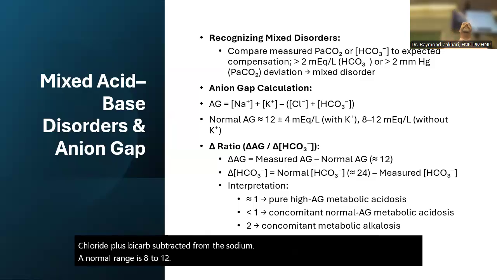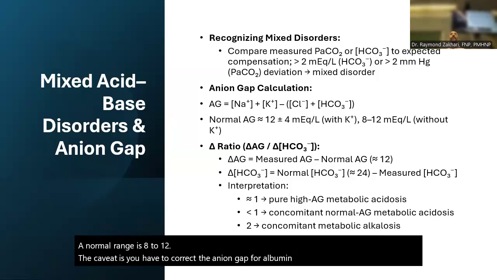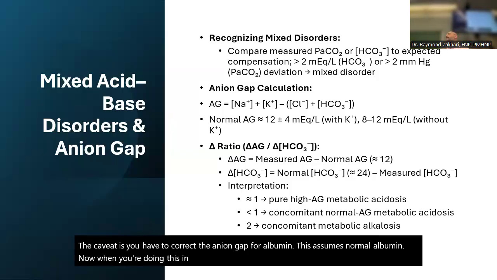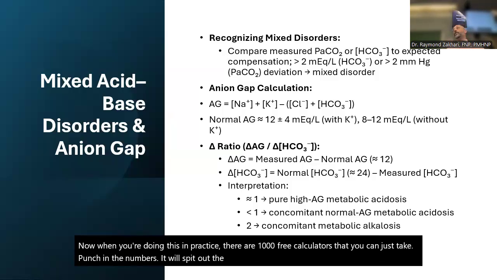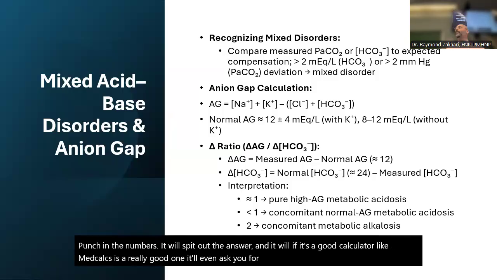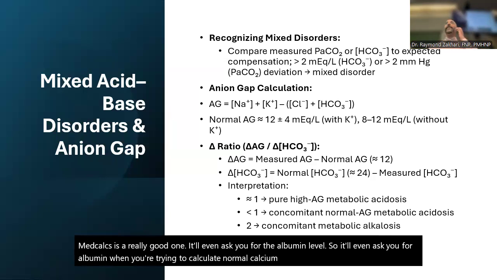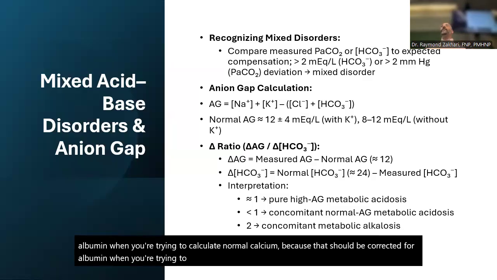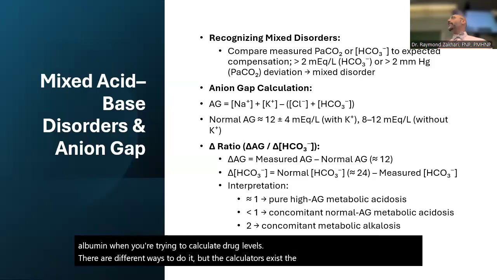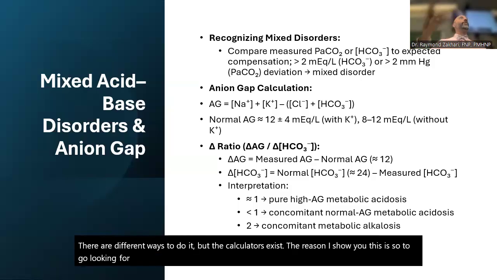The caveat is you have to correct the anion gap for albumin. This assumes normal albumin. Now, when you're doing this in practice, there are 1,000 free calculators that you can just take, punch in the numbers, and it will spit out the answer. And if it's a good calculator, like MedCalc is a really good one, it'll even ask you for the albumin level. It'll also ask you for albumin when you're trying to calculate normal calcium, because that should be corrected for albumin. When you're trying to calculate drug levels, there are different ways to do it, but the calculators exist. The reason I show you this is so you know to go looking for these calculators so you know what you're contending with.